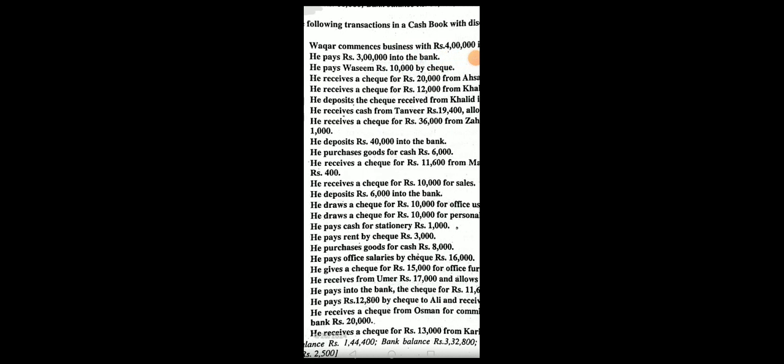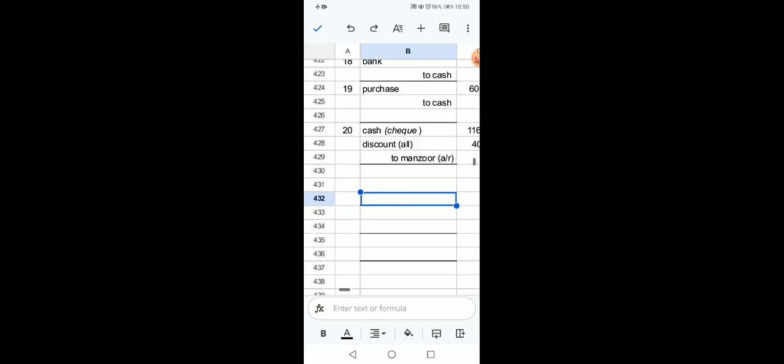22 entries have been completed, and now we are doing entry number 23, its date. He draws a check for 10,000 for personal use. Draws a check. First of all, we will understand this step. Whenever you draw a check, it means you will provide this check or transfer the possession of this check to someone else.